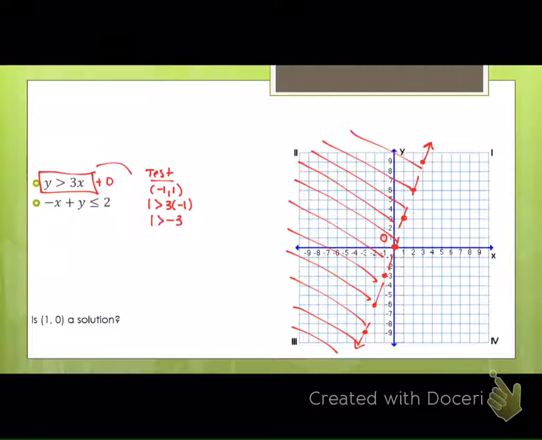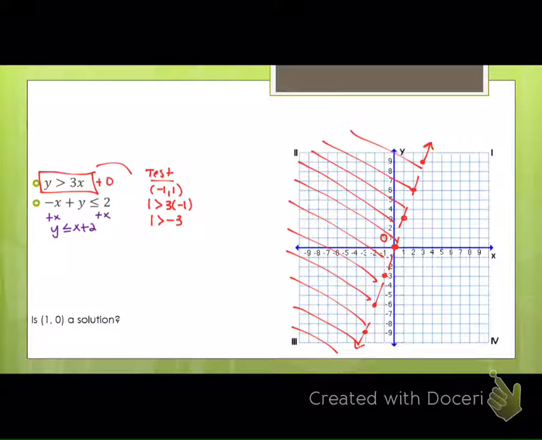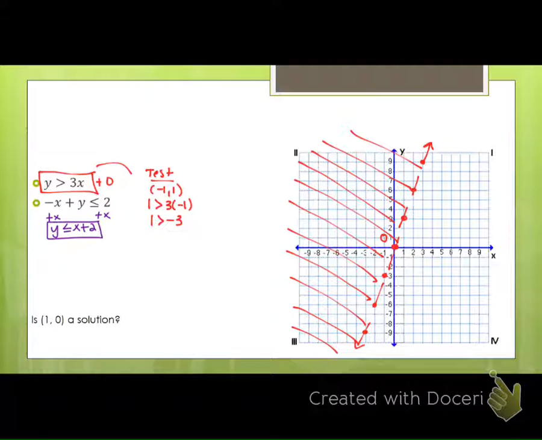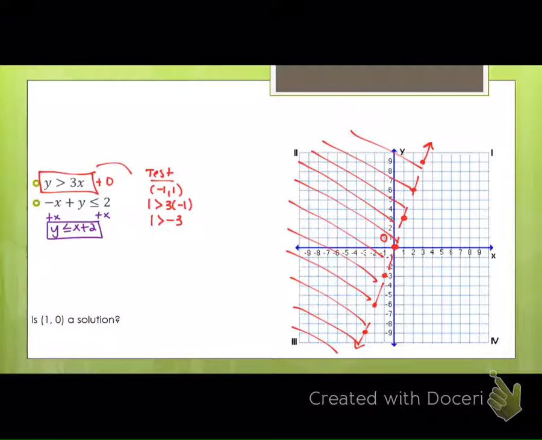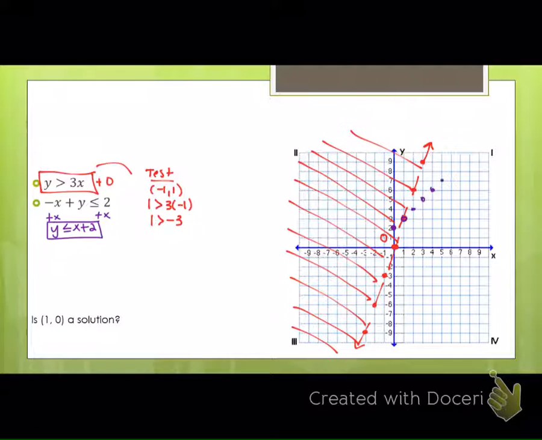Okay, Blaine, help me get that negative x plus y is less than or equal to 2. What do I have to do? Add x. So how do I graph that, Blaine? Go up to 2. Go up 1 over 1. Yeah, Blaine. Will our line be dashed or solid? Solid.